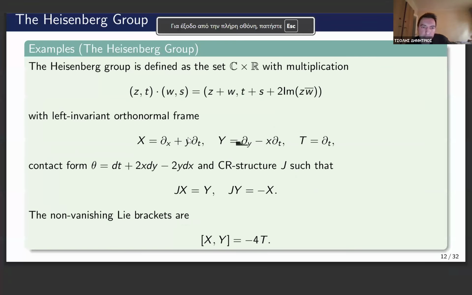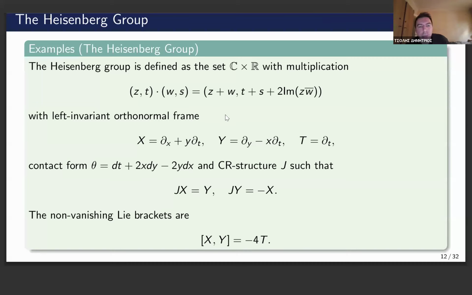Now, we can see that the Heisenberg group has this left invariant orthonormal frame that we define as follows. T is just the Reeb field here, and X and Y just span this horizontal distribution. We define a contact form given by dt plus 2x dy minus 2y dx. And we have also a CR structure that is defined as jx equals y and jy equals minus x. We also have the non-vanishing Lie brackets, which are [X, Y] equals minus 4T.